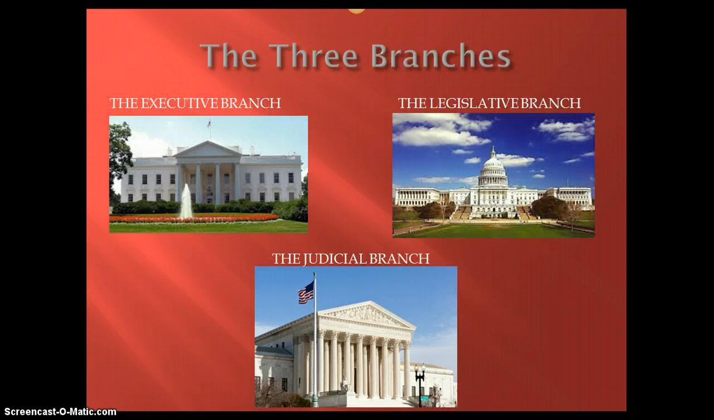Next is on to the three branches. The first branch is the executive branch. Pictured on the top left is the White House, where the president lives. The executive branch is the branch of government responsible for the daily administration of the nation. The president is the head of the executive branch and the head of state, and is responsible for carrying out duties like being commander-in-chief of the entire United States military.